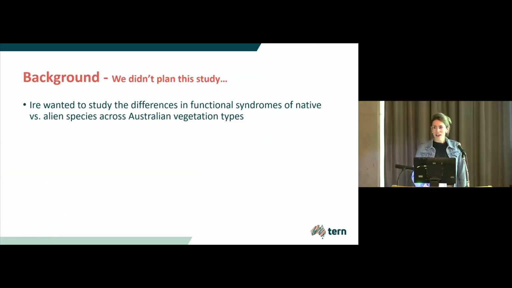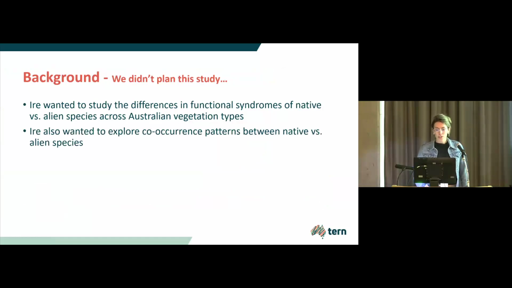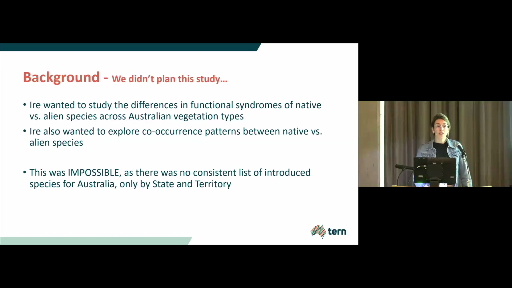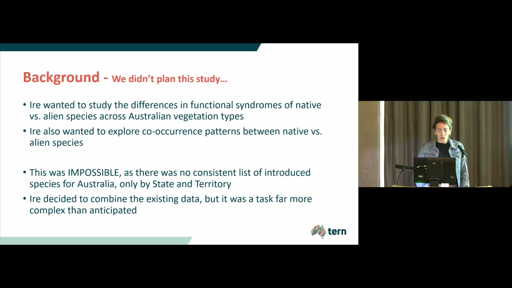So we didn't really plan this study. IRE was looking at studying the difference between functional syndromes of native and alien species across Australian vegetation types. And she also wanted to explore co-occurrence patterns between native and alien species. But she found this impossible because there was no consistent list for introduced species for Australia. It was only by state and territory. So she decided to take on this enormous task of combining existing data.